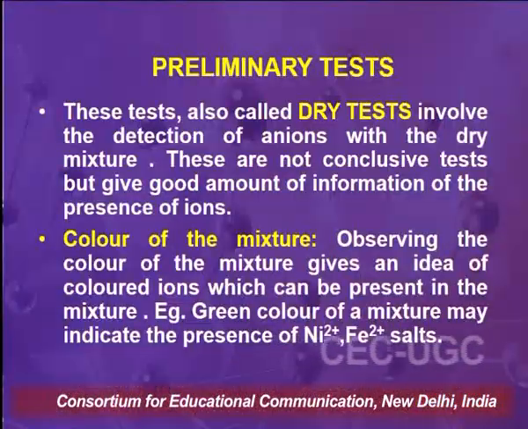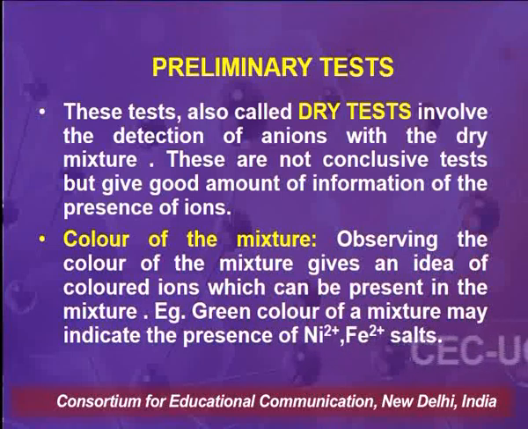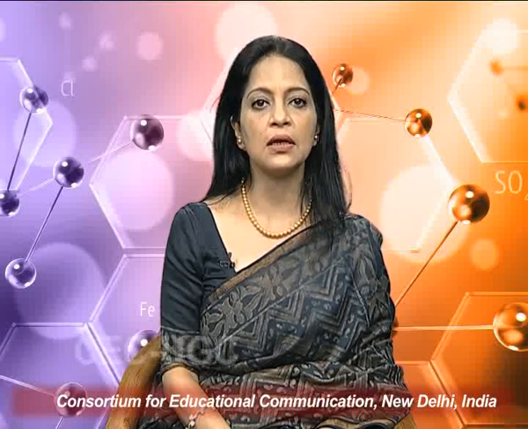These tests, which are also called dry tests, involve the detection of anions with the dry mixture. These are not conclusive tests, but they give a good amount of information on the presence of ions. The color of the mixture is also very important as a preliminary test, which can give an indication of the ions present. By observing the color of the mixture, it gives an idea of the colored ions which can be present. For example, if the color of the mixture is green, then it may indicate the presence of nickel ions or ferrous ion salts.